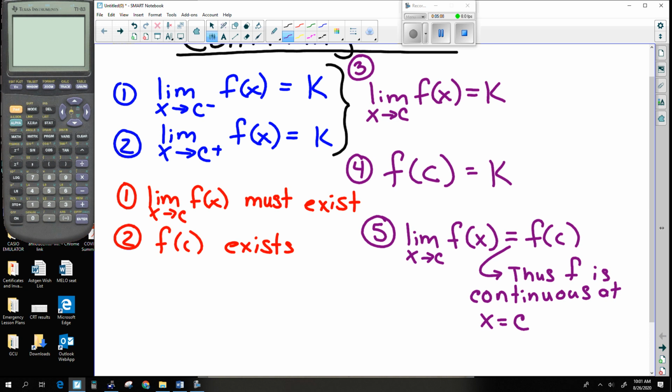So you make a little final statement. Don't assume that the reader knows what that means. Because they are equal, thus f is continuous. If they are not equal, then you would say thus f is not continuous. So they have to be equal. Let me put that into my red writing over here. The limit has to equal the point. That is the continuity test right there.